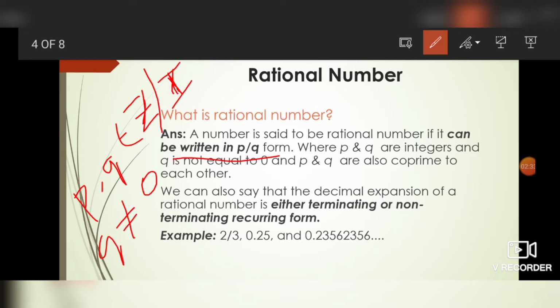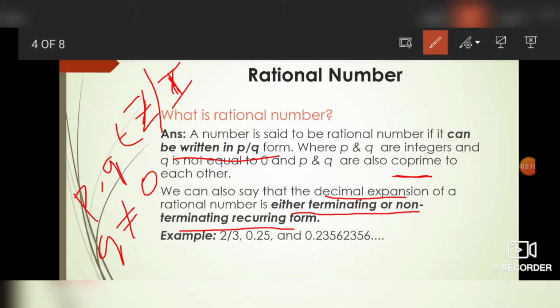Also, there is one condition that p and q are co-prime to each other. Co-prime means the only number common between p and q is 1. So this is the definition of rational number. Rational numbers can also be expressed in decimal expansion. They are either terminating, which means ending, the division ends, or non-terminating recurring. Non-terminating means it is not ending, and recurring means repeating itself.